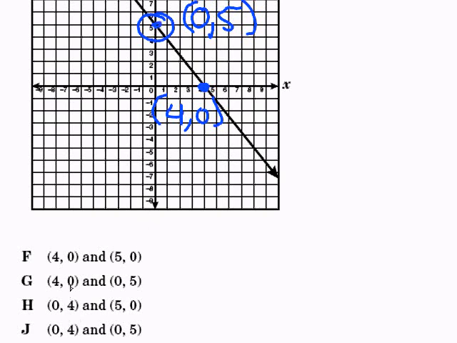We've got (4, 0) but (5, 0), so that's not it. (4, 0), (0, 5), that matches. (0, 4) and (0, 4), neither one of those will work, so the correct answer is G.